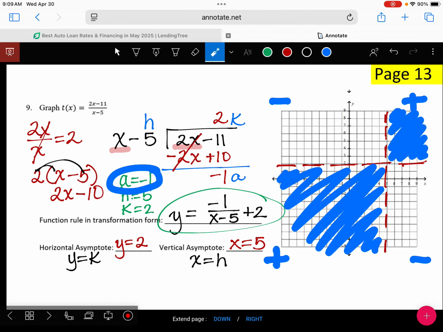So we're going to put our pencil at the cross where our asymptotes come together. Now A is -1, so I'm going to only hop up 1 and over 1. And when I hop up 1 and over 1, I land right here.